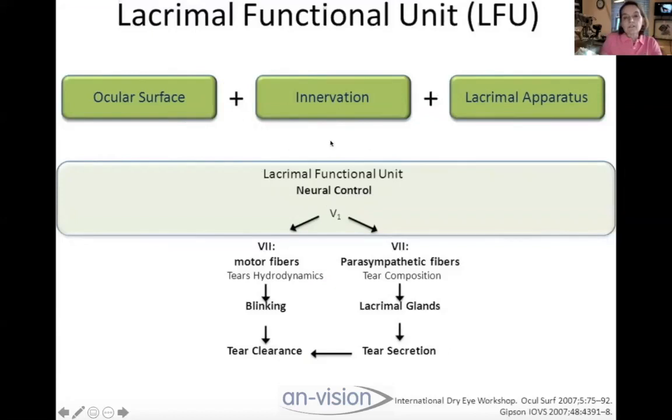Very centrally is the neural control, and that's trigeminal nerve fibers in the cornea. As you will see later on, I will focus on that more. And then we also need the efferent parts, that's motor fibers, that contribute to the hydrodynamics of the tears, which means blinking, and as just mentioned, also the expression of the meibomian glands and the tear clearing. And then the other part is the parasympathetic fibers that contribute to the tear composition in the lacrimal gland and the meibomian glands, and that influence the tear secretion.